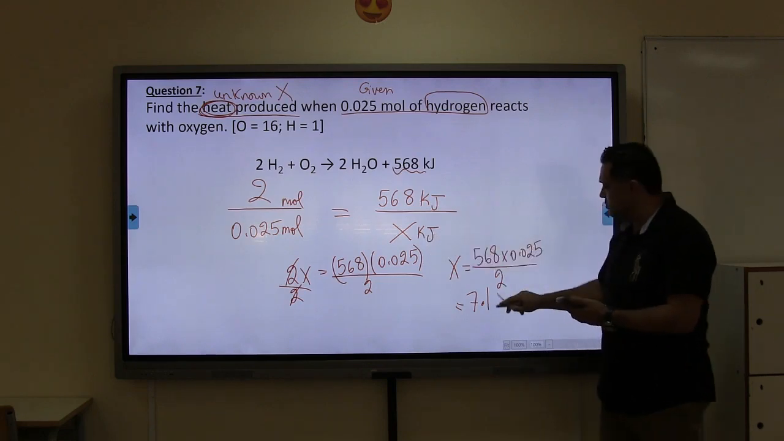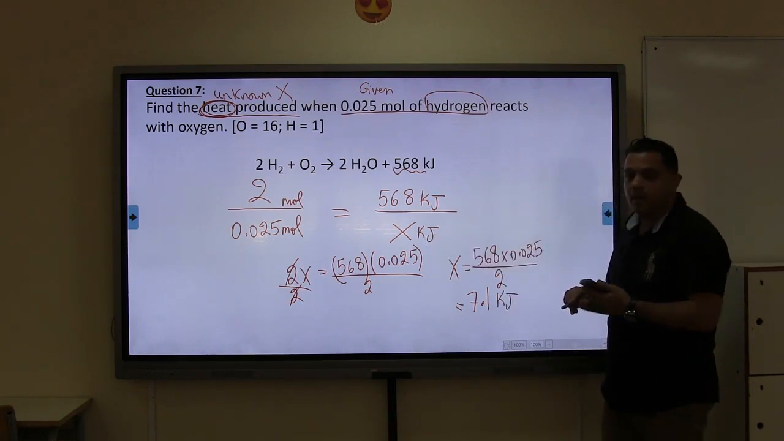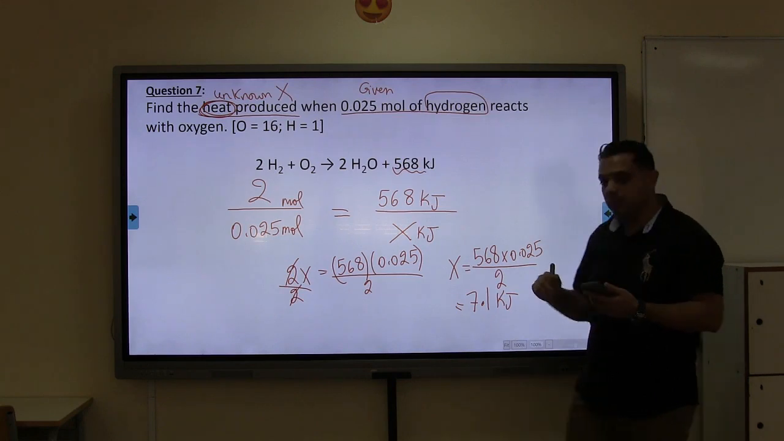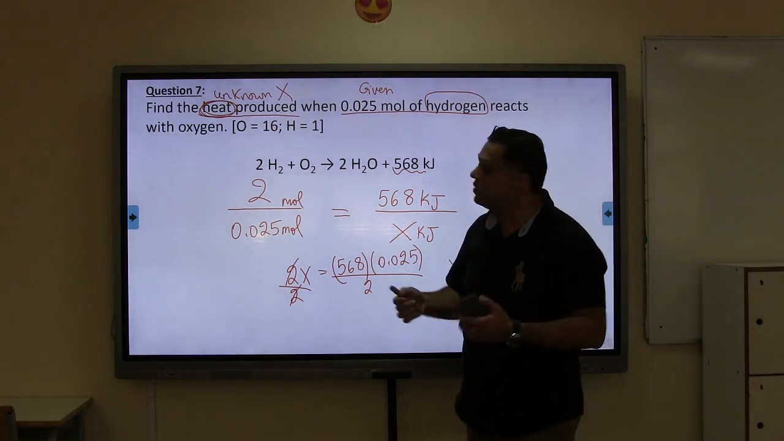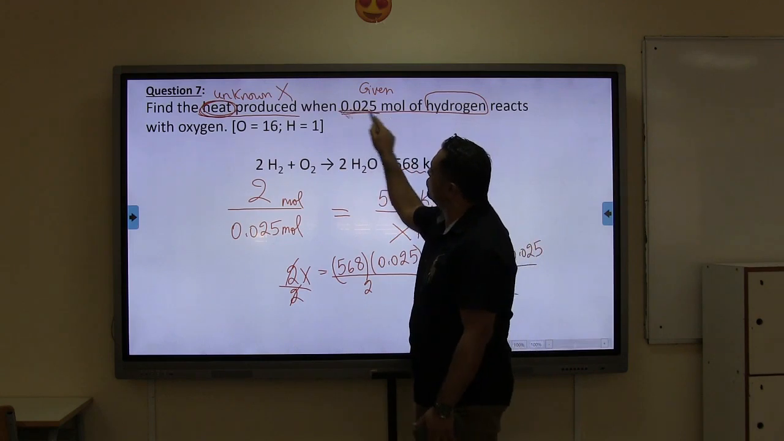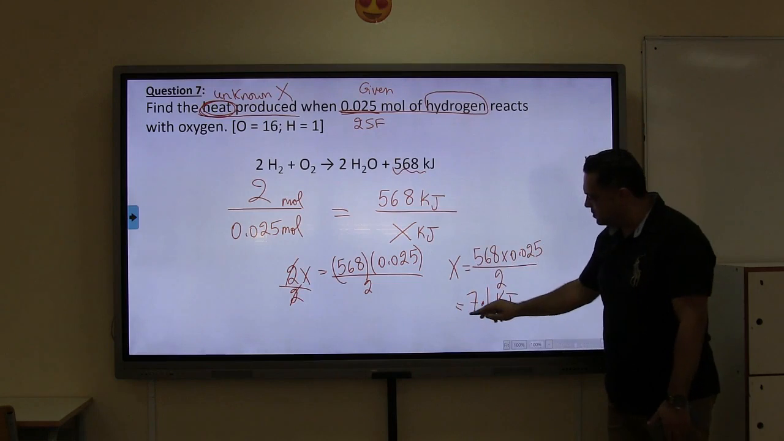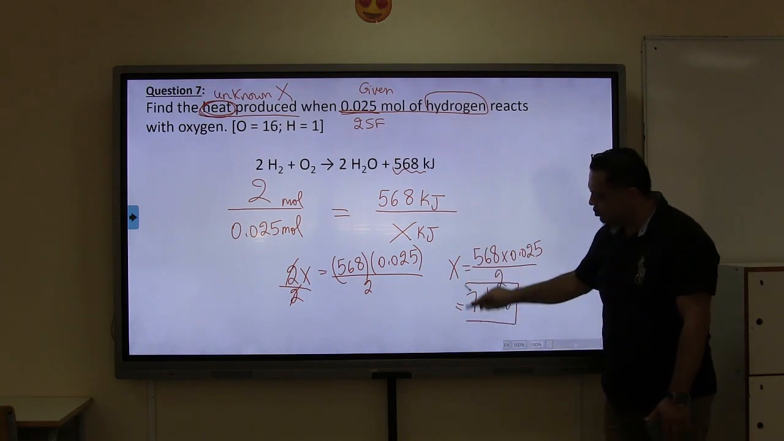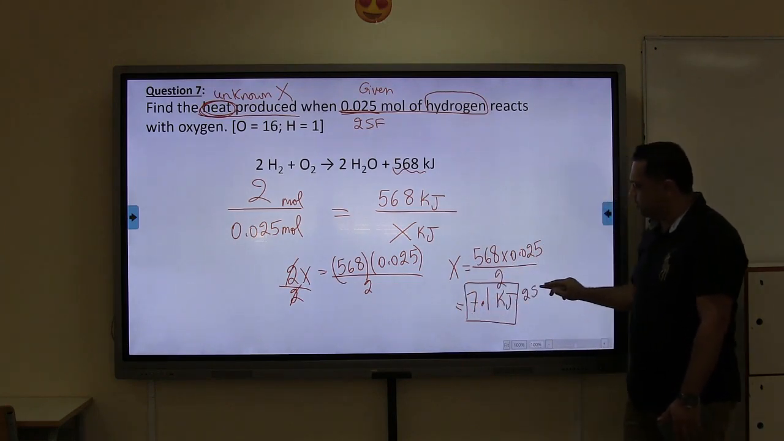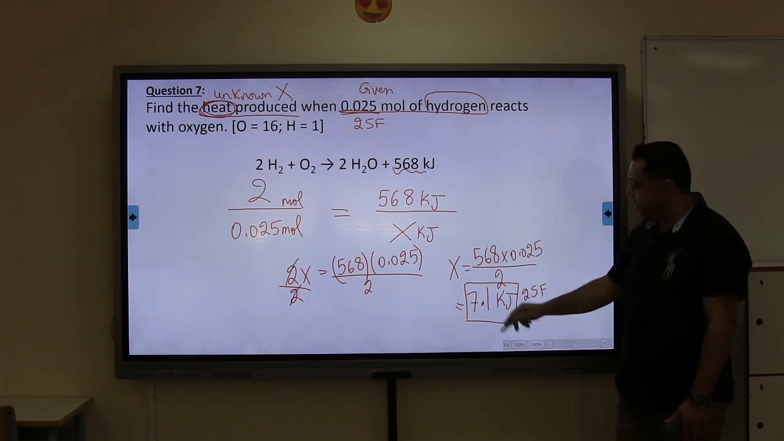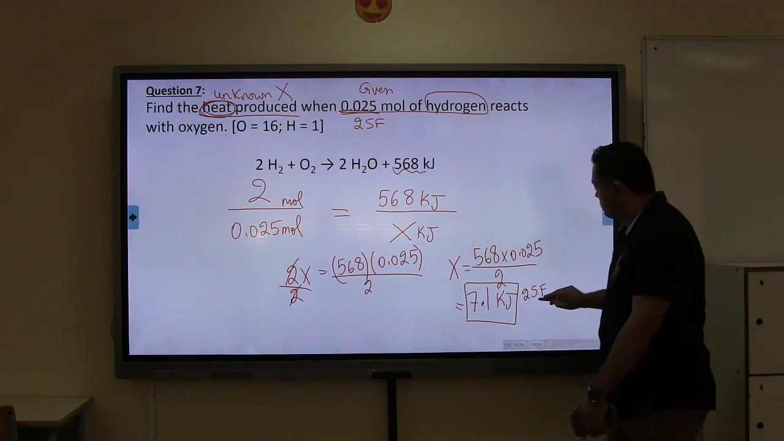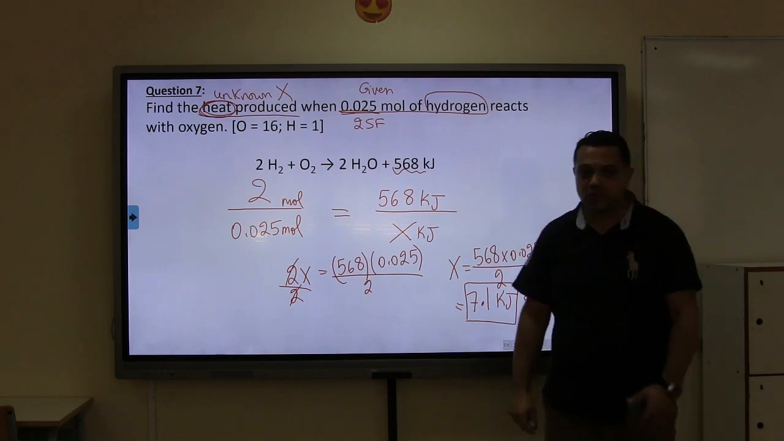Kilojoules. I need to look, of course, at my given for the significant figures. I have 0.025, which is two significant figures here. My answer at the end, 7.1 kilojoules, is also two significant figures. So my answer is right, there's no need to round. So the answer is 7.1 kilojoules.